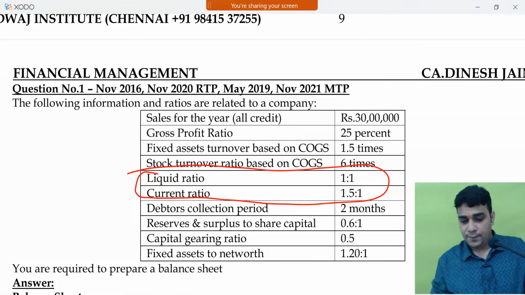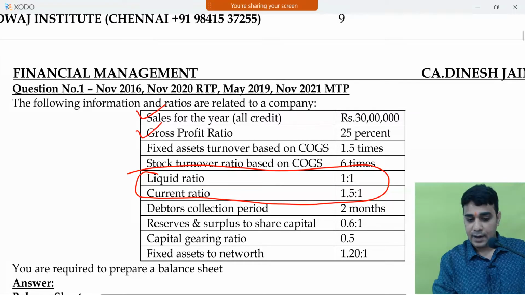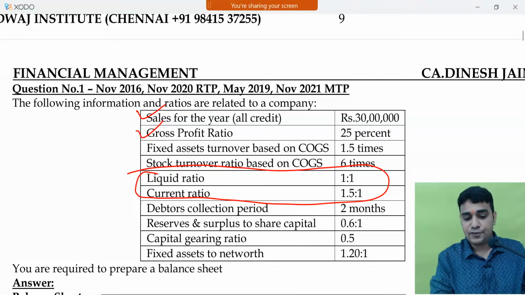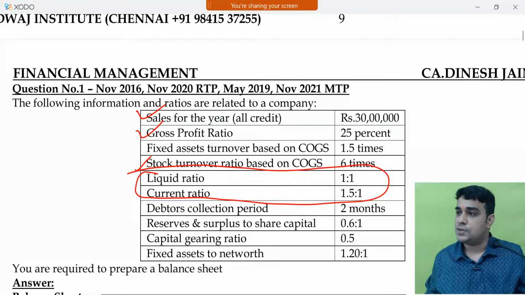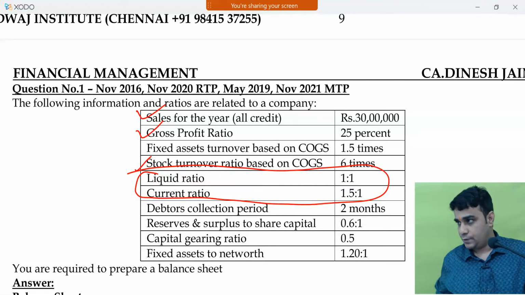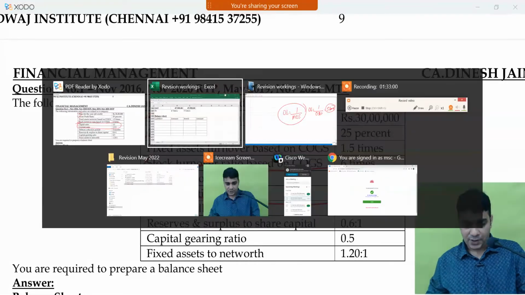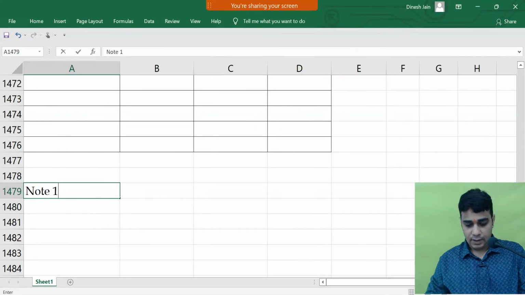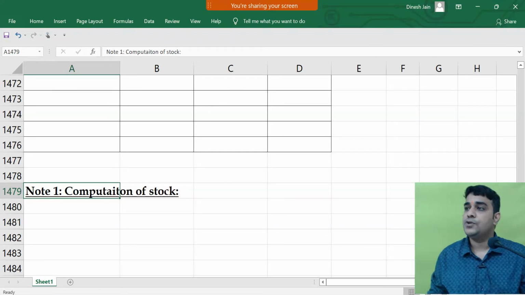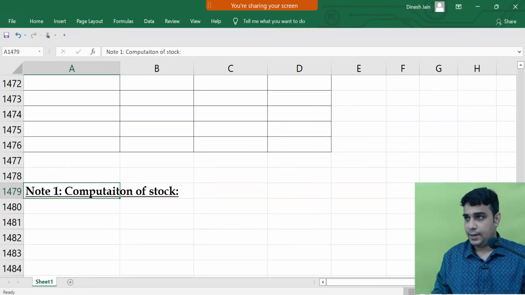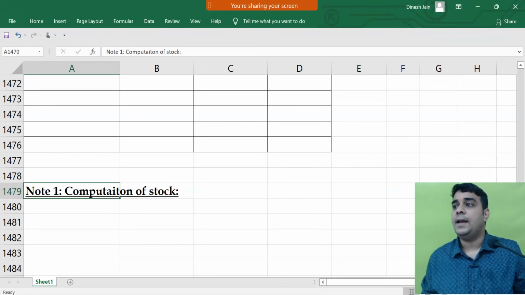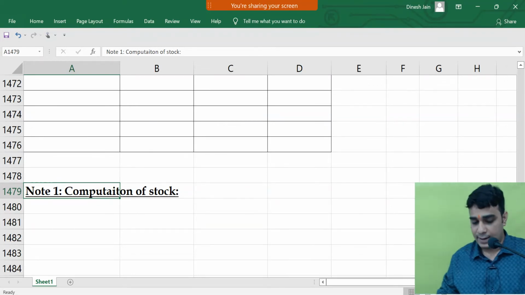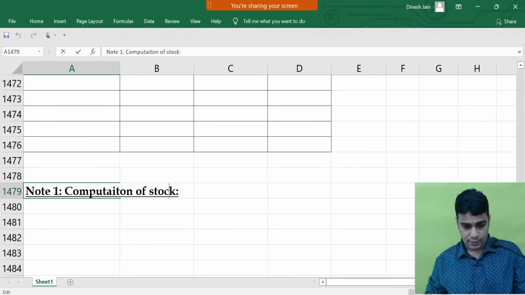For getting inventory information, I have sales, I have gross profit, and I have the stock turnover ratio, which is based on COGS. So the first working note is the computation of stock. Once I get stock and I use the current ratio and liquid ratio, this will help me in getting current assets and current liability. So, computation of stock.